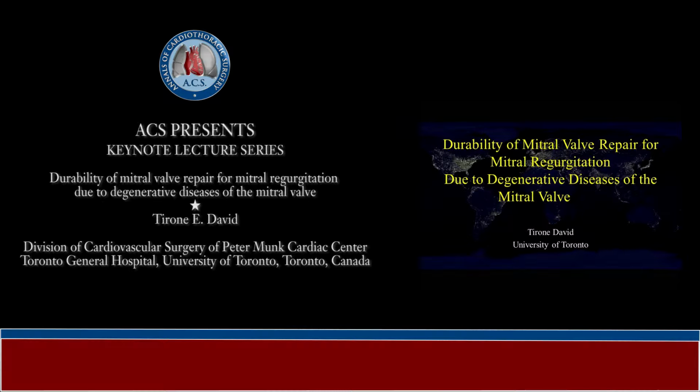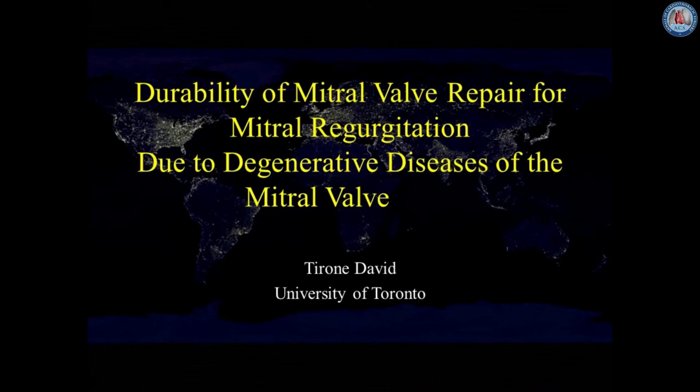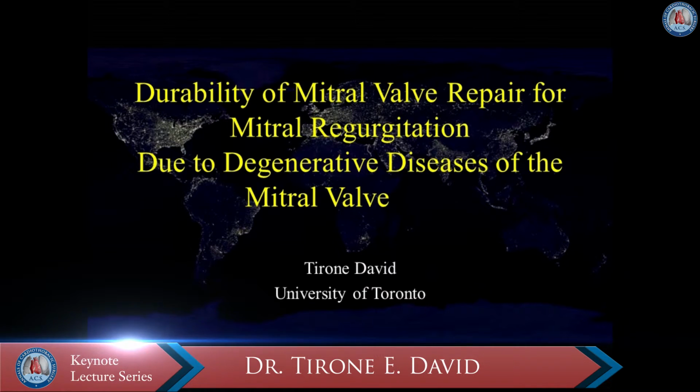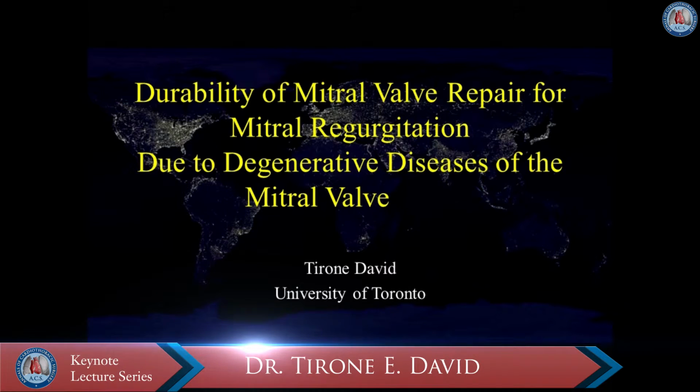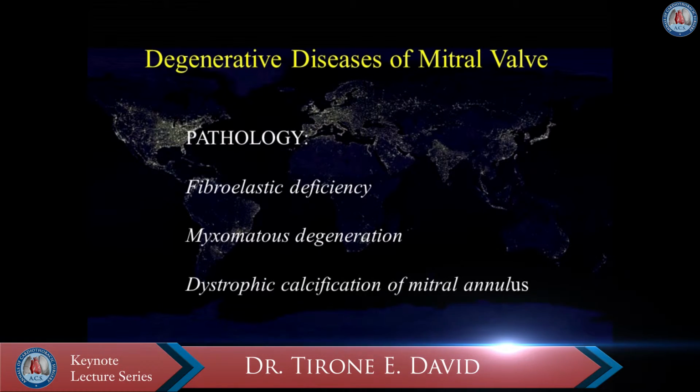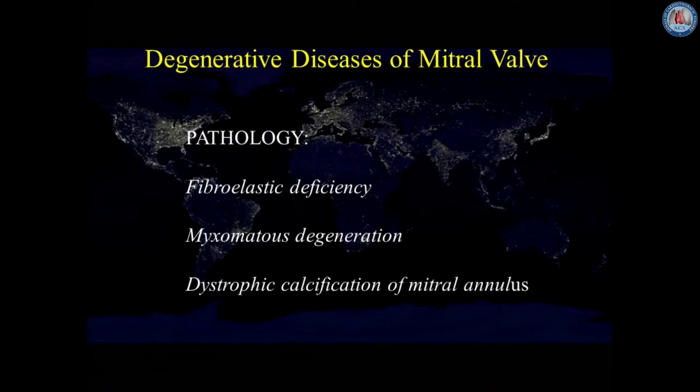This presentation discusses the durability of mitral valve repair for mitral regurgitation due to degenerative disease of the mitral valve. Fibroelastic deficiency, myxomatous degeneration, and dystrophic calcification of the mitral annulus are the three pathologic entities grouped under the term degenerative diseases of the mitral valve.